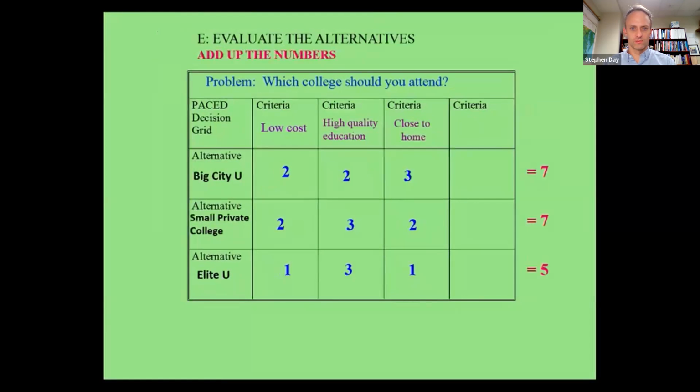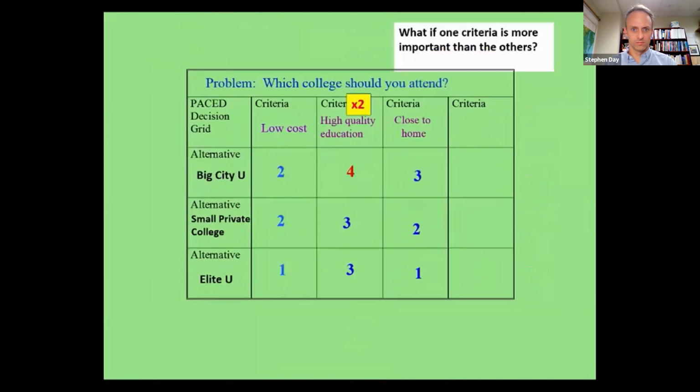You need to understand that maybe one criteria might be more important than the others. So for me, that criteria is high quality education. I'm going to give that a higher ranking or more emphasis than the other 2 criteria. To reflect that on the chart, I'm going to times those numbers by 2. So Big City University goes from a 2 to a 4. Small private college goes from a 3 to a 6. And elite university also goes from a 3 to a 6.